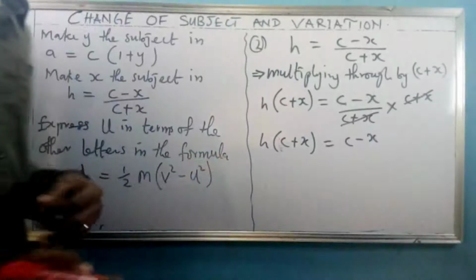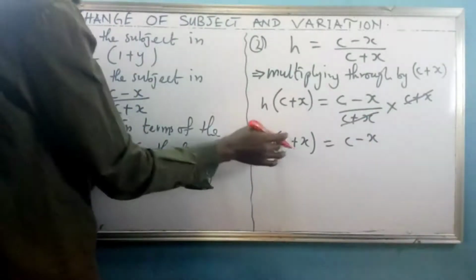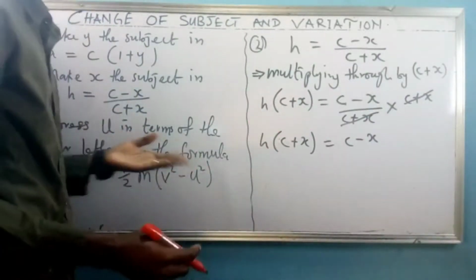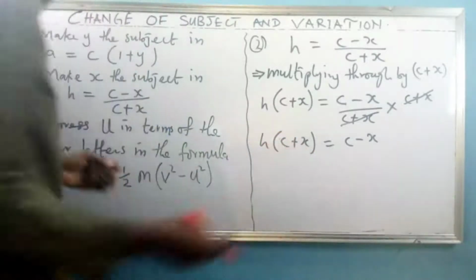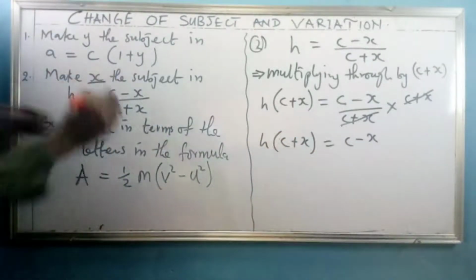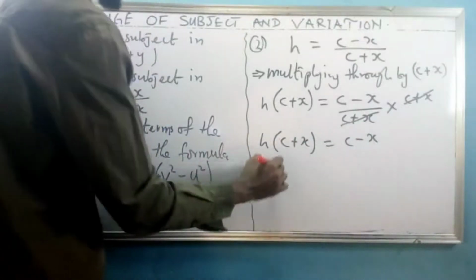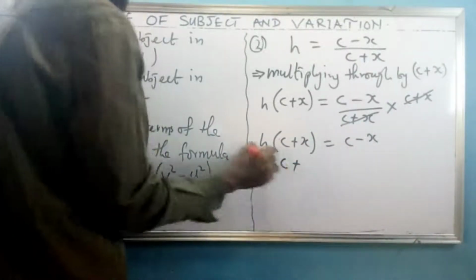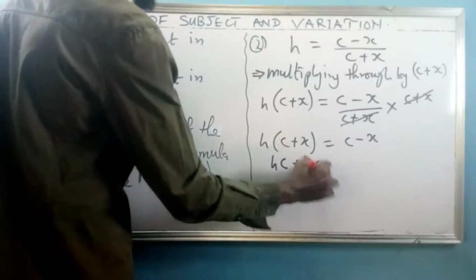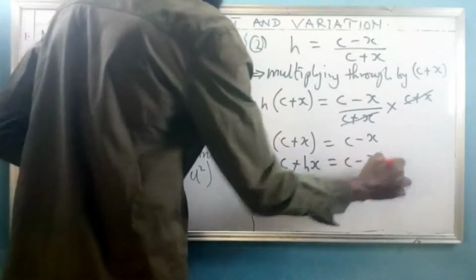Try and open the bracket here. So you're going to have a straight something. Let's open the bracket here. I told you opening the bracket is part of it as well because you want to make x the subject. So you have to try and open the bracket here. So we have hc plus h, we multiply the two ends, hx equals c minus x.